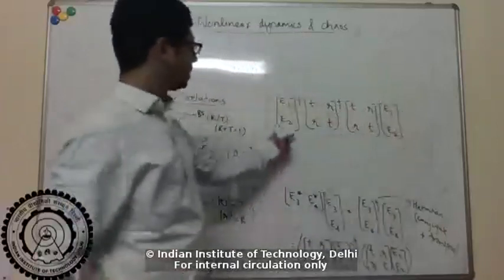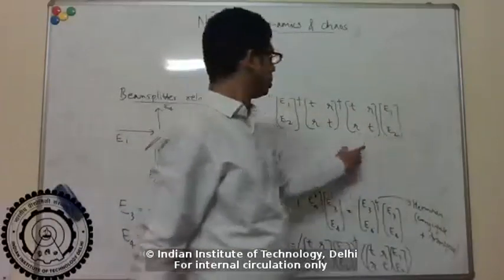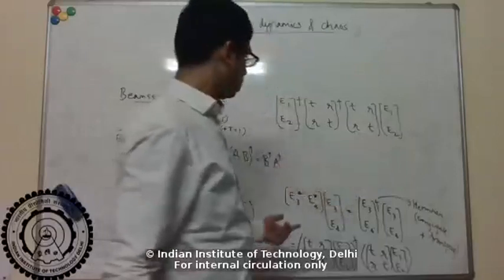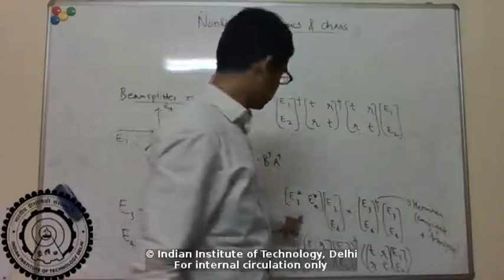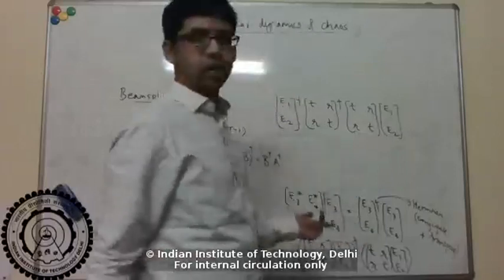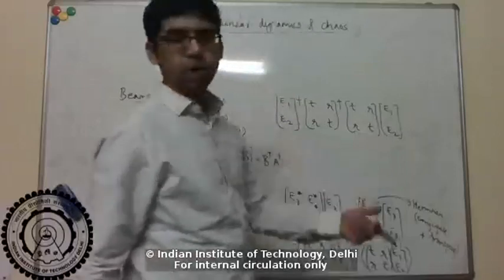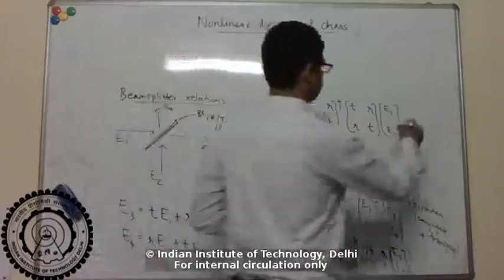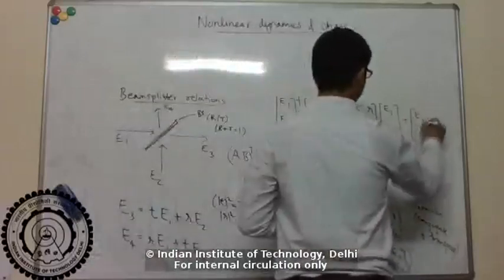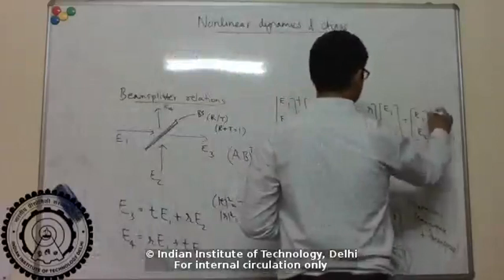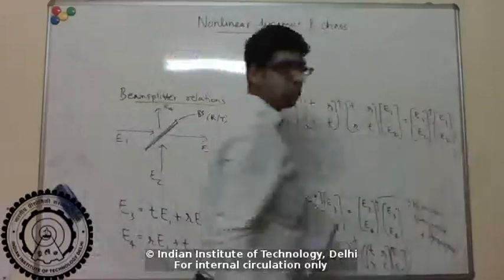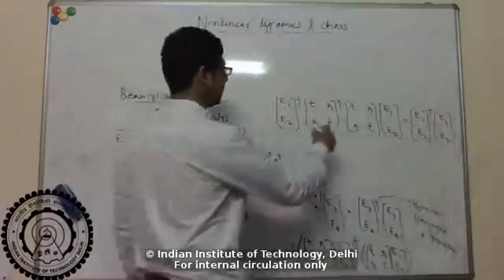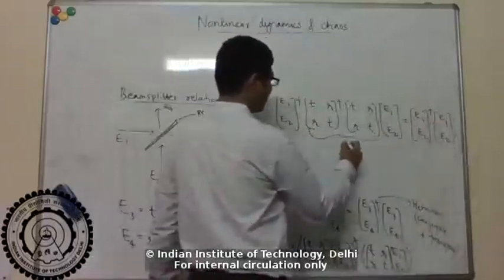Okay. And what do we want this to be equal to? Remember we started from mod E3 square plus mod E4 square. And we want that to be equal to mod E1 square plus mod E2 square, right? Which is just E1, E2 Hermitian times E1, E2. That's mod E1 square plus mod E2 square. So basically this thing coming in the middle should give me the identity matrix.